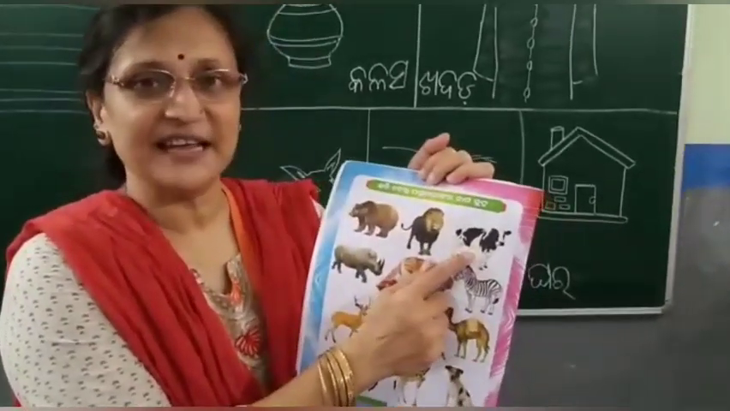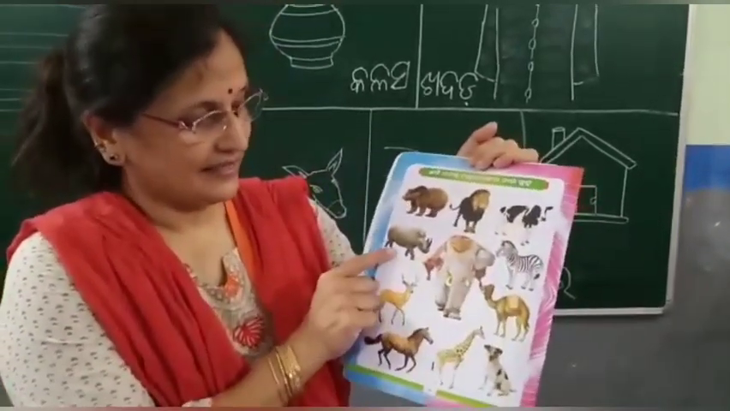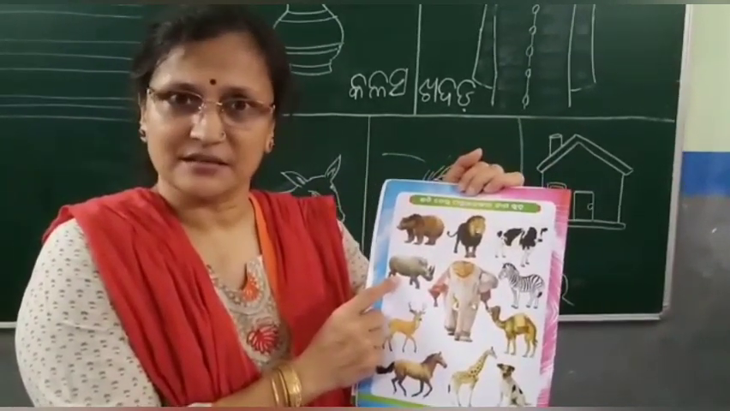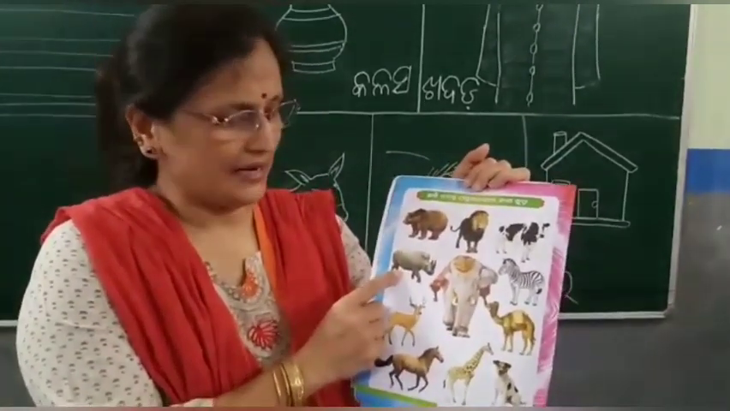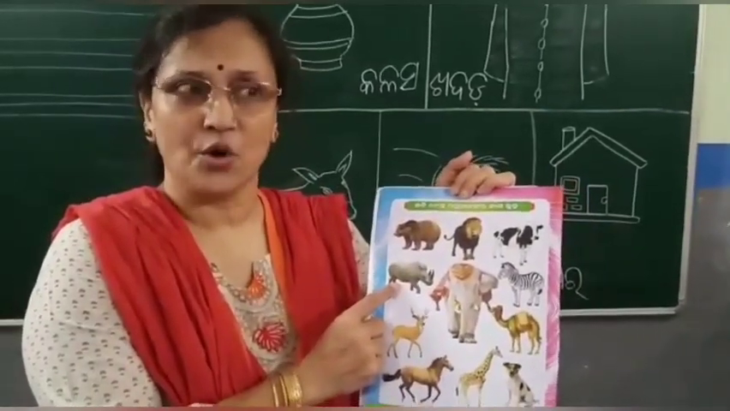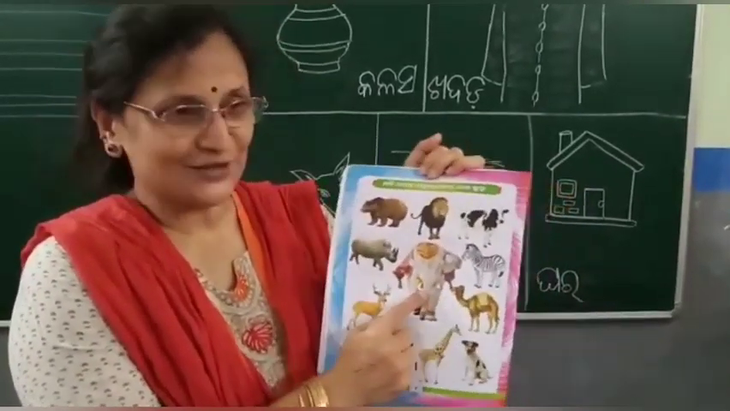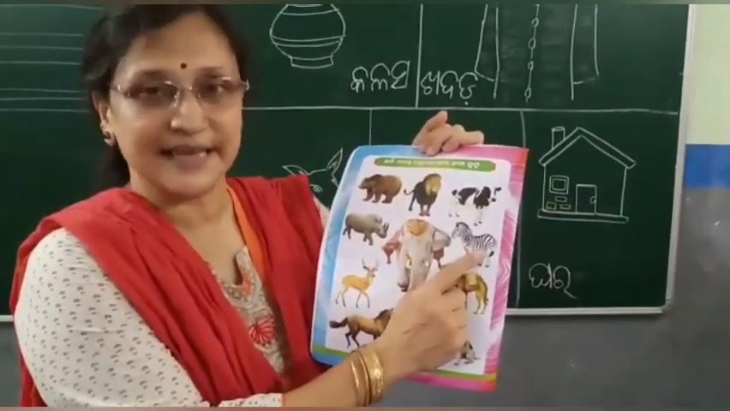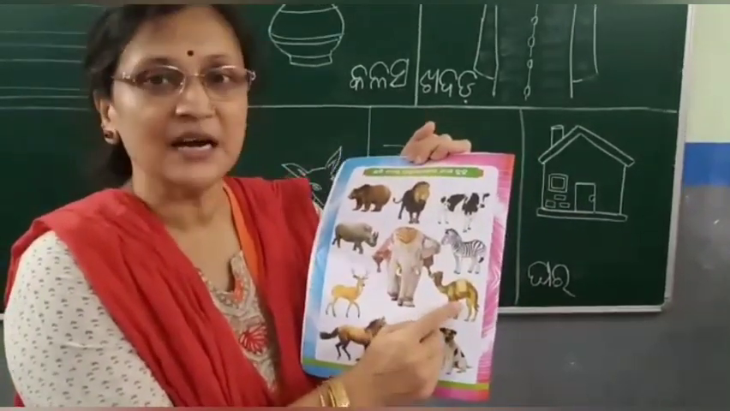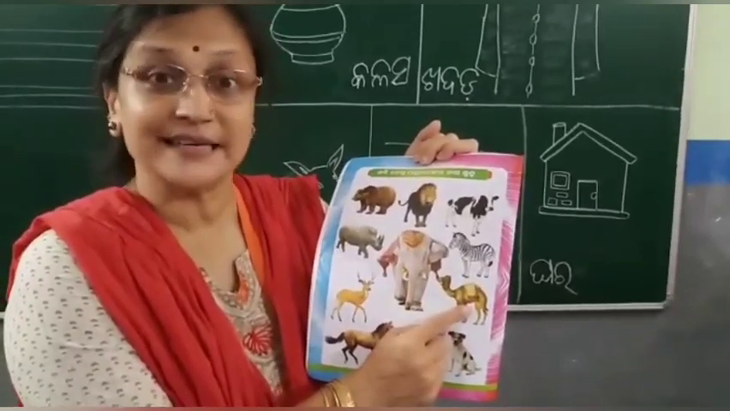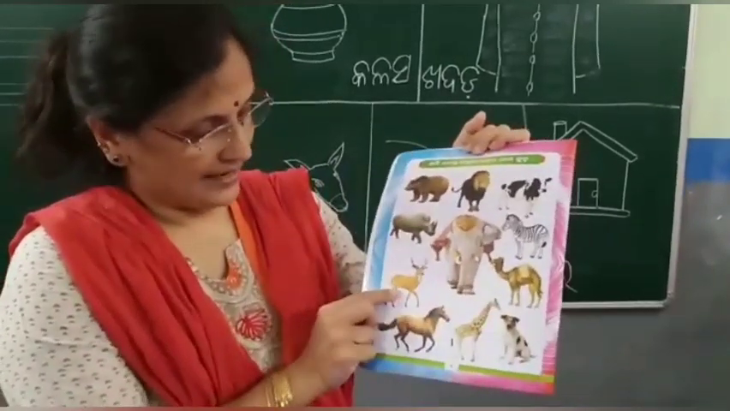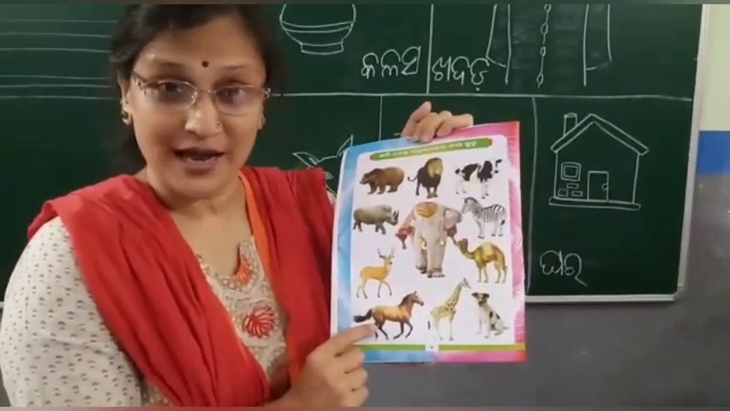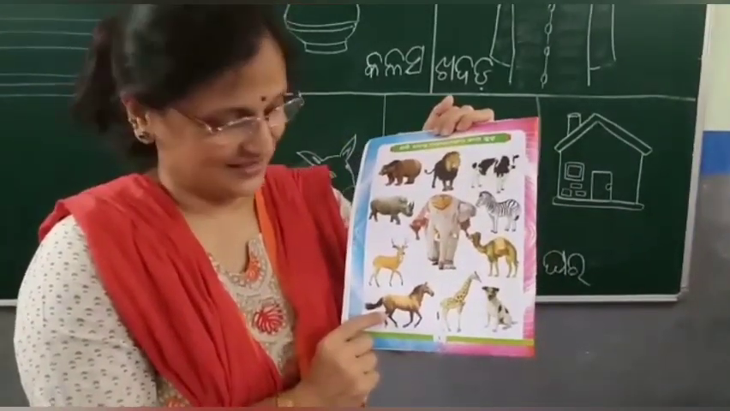Now the next one is Gai. Then this one, in English it's a rhinoceros. Yes or no? And in Odia it's Gonda. Then the next one is Hathi. Then this one, zebra. Then this one, Otto, the desert animal. Eta Harina. Then Eta Ghoda, who runs very fast.